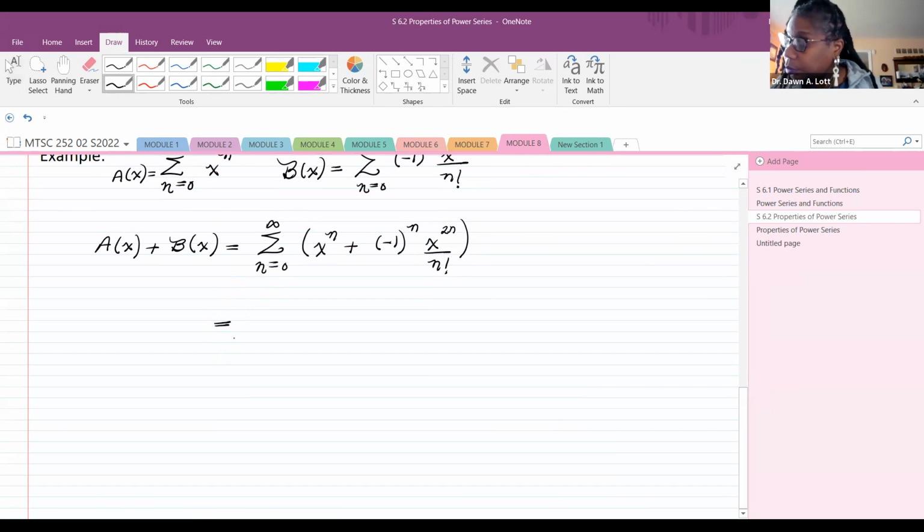So the first term is going to be 1 plus, and then the second term is going to be 1 as well. Then the next term is going to be x, and then I'm going to get minus x squared, and that's it, minus x squared.